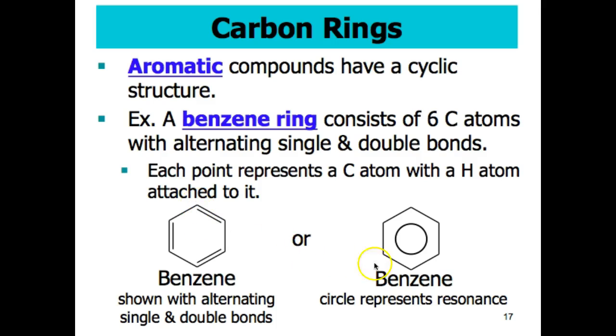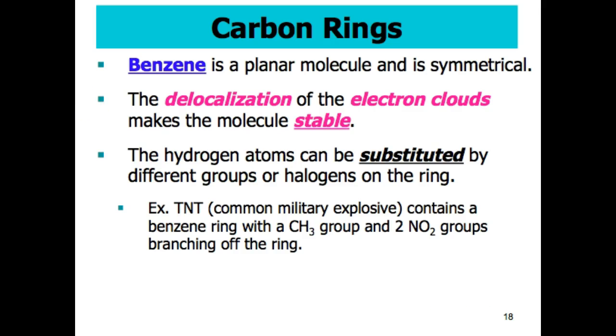Benzene may also be represented as a hexagon with a circle in the middle. And this circle represents the fact that there is resonance within the structure, because this double bond could be moving here, this double bond can move here, and this double bond can move here. So it doesn't necessarily have to be this way on these 3 particular sides of the hexagon. They could be on the opposite 3 sides. So there is resonance in the benzene molecule. The benzene molecule is planar, and it is symmetrical. The delocalization of the electron clouds makes the molecule stable.